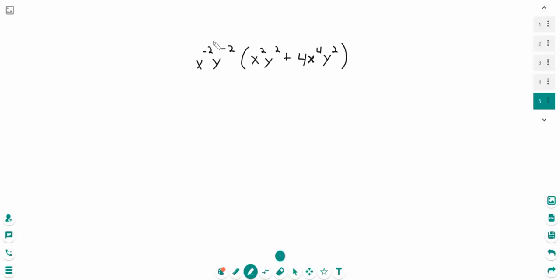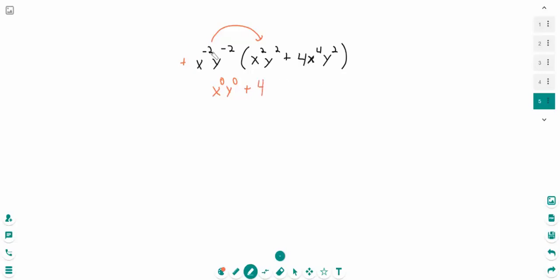So we distribute this whole term through. X to the negative 2, well, that's going to be multiplied by this x to the 2. We add the exponents, that's going to give us x to the 0. Y to the negative 2 times y to the positive 2, well, that's again going to give us y to the 0. Then we have a plus being multiplied by the plus, so we have a plus. Then we have this coefficient, this 4. We don't have anything out here other than a 1, so that 4 is going to remain.